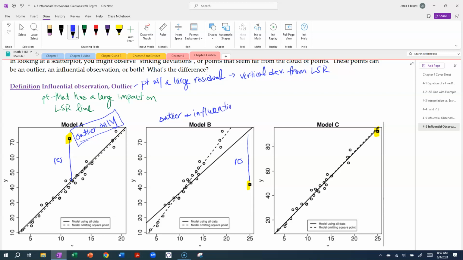It is possible to have both of these. It is also possible to have influential only and no outlier. Chances are, though, if it's influential, it's also an outlier. Chances are. But here we go.